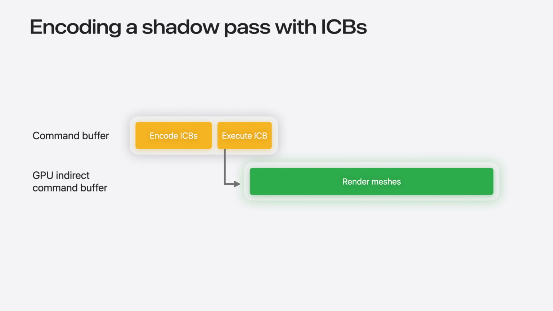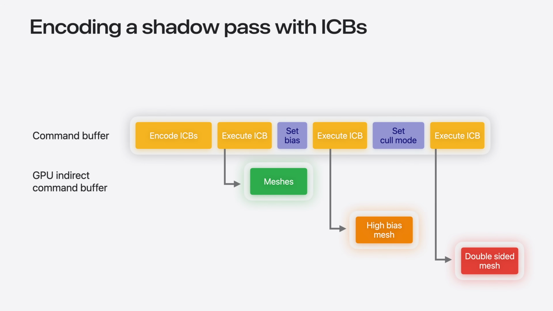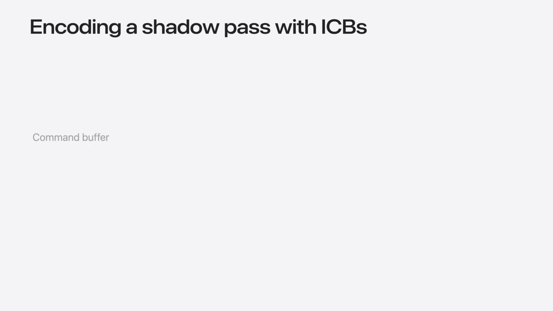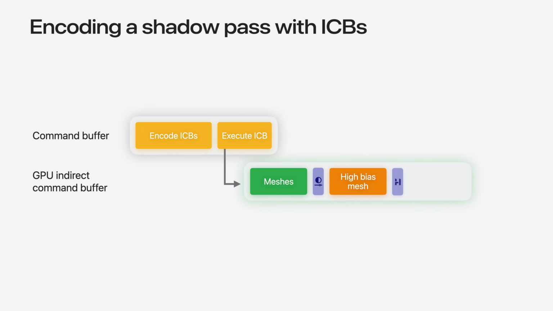Using Metal ICBs and argument buffers, a shadow path can be completely GPU-driven. The CPU just encodes a single kernel dispatch and an ICB execution. Because we can encode render state changes, we can even mix and match different materials within a single ICB. Without device state support, you'd have to split the ICB and insert CPU state changes between executions. Using the new extended ICB API, depth bias and culling mode can be set per draw, allowing for high-quality shadows without compromising on flexibility or efficiency. This is all possible with the new M5 GPUs.